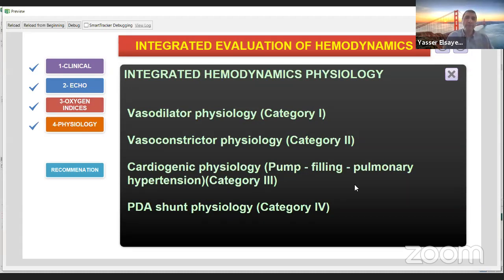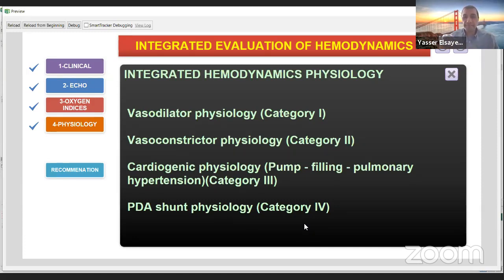We have 4 categories of hemodynamic physiology. The vasodilator physiology, category number 1. Vasoconstrictor physiology, category number 2, when you have high afterload. And then the cardiogenic shock, which is the most severe one. You have either severe underfilling of the heart, severe pump failure, or severe pulmonary hypertension affecting the venous return. That's category number 3. And you have the left-right shunt physiology, which is category number 4.